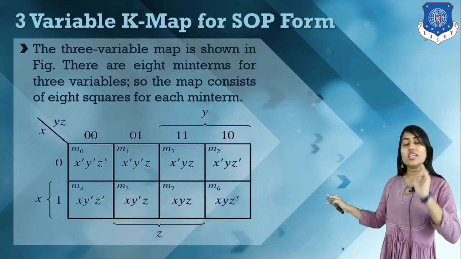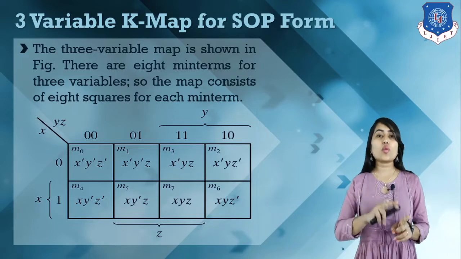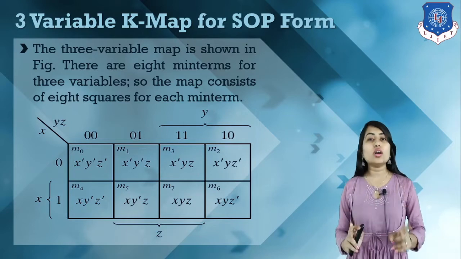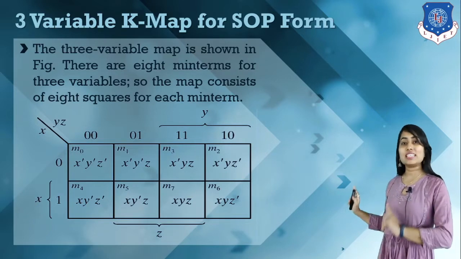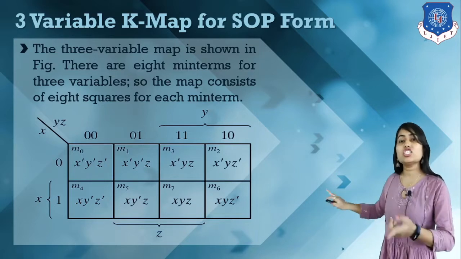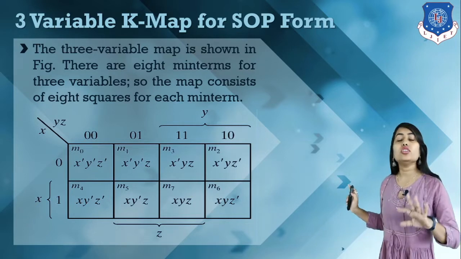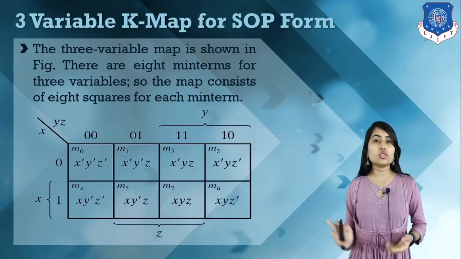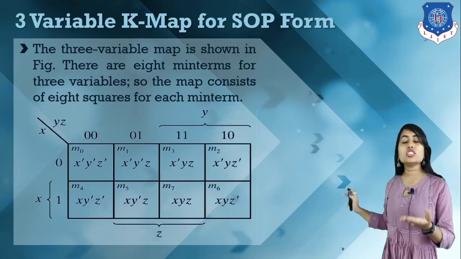Now remember, it is necessary for K-map simplification that adjacent squares must differ by only 1 bit. That's why we write the combination like this: 00, 01, then 11, and then 10. If we write 01 and then 10, there is a difference of 2 bits, and if we have a difference of 2 bits, we can't simplify the logical functions using this. So it is necessary to write these conditions in this format.